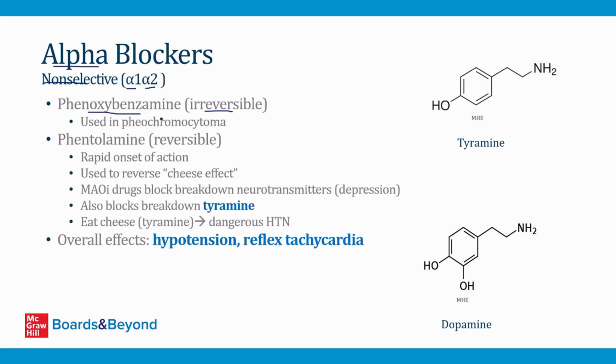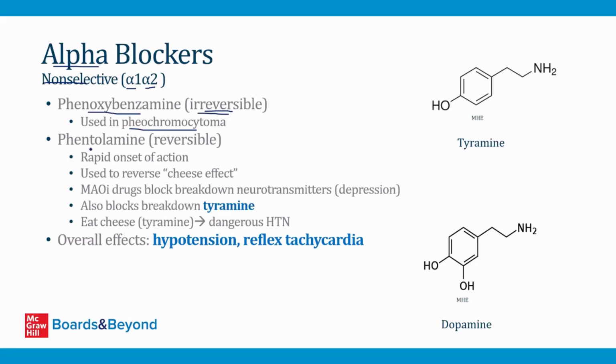It really has one use, and that's in patients with pheochromocytoma, which is a rare tumor of the adrenal glands that produces epinephrine and norepinephrine. And so because there's so much circulating epinephrine and norepinephrine in patients with pheochromocytoma, you need an irreversible alpha blocker to bring down the blood pressure. And I talk about pheochromocytomas in videos in the endocrinology section.